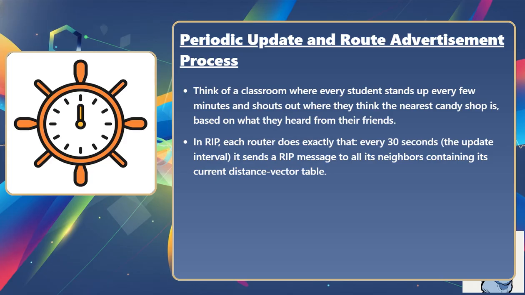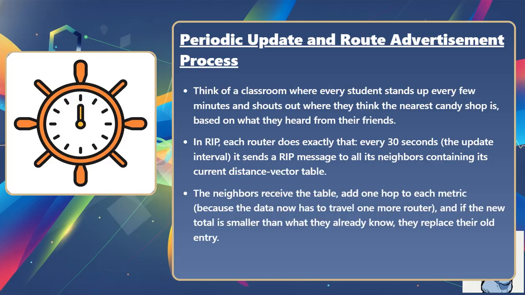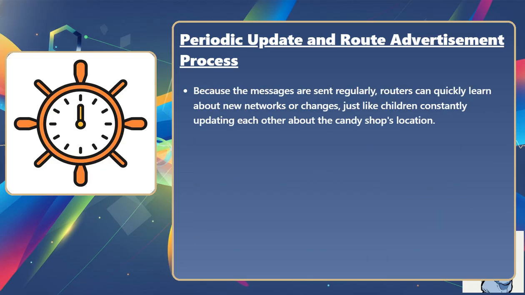Every 30 seconds, the update interval, it sends a RIP message to all its neighbors containing its current distance vector table. The neighbors receive the table, add 1 hop to each metric, because the data now has to travel 1 more router, and if the new total is smaller than what they already know, they replace their old entry. This sharing process is called route advertisement. Because the messages are sent regularly, routers can quickly learn about new networks or changes, just like children constantly updating each other about the candy shop's location.